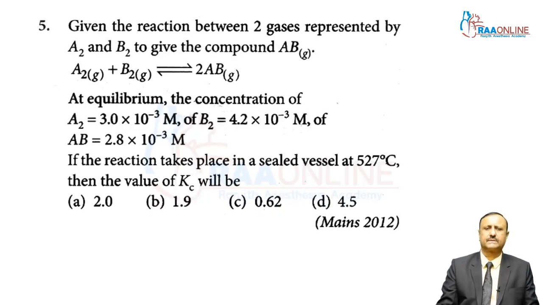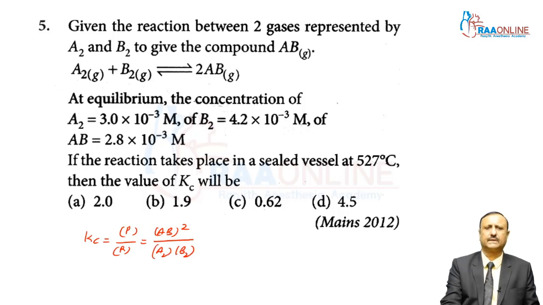Given the reaction between two gases represented by A2 and B2 to give the compound AB, at equilibrium the concentration of A2, B2 and AB are given. If the reaction takes place in a sealed vessel at 527 degrees Celsius, then the value of Kc will be. Here, my dear students, you can put the direct values because Kc is equal to product upon reactant. And here you can see the product AB power 2 upon active mass of A2 and active mass of B2, because these are the reactants and these are the product. So, you can put the values of AB because these concentrations are present at equilibrium.